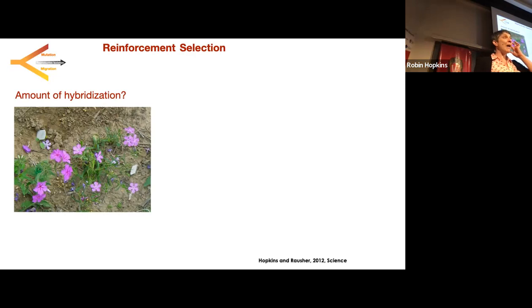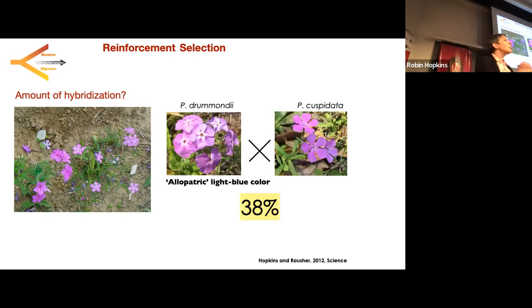So we grow out these huge patches of these plants, we let the pollinators do their business, and then we come back, collect their seeds and see who the dads are. So from these Drummondii individuals, we did paternity testing to see if they were hybrids with Cuspidata or they were purebreds with other Drummondii dads. And what we found was nearly 40% of these offspring were hybrids.